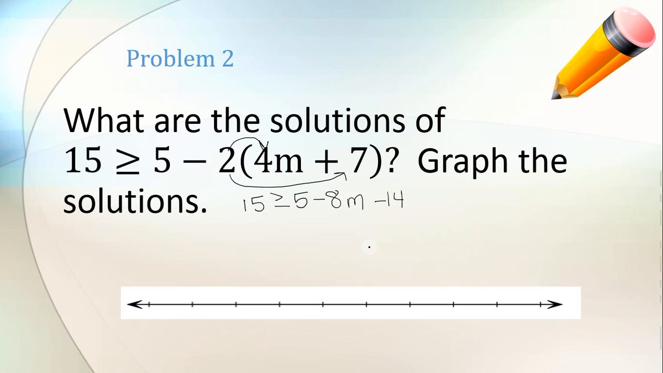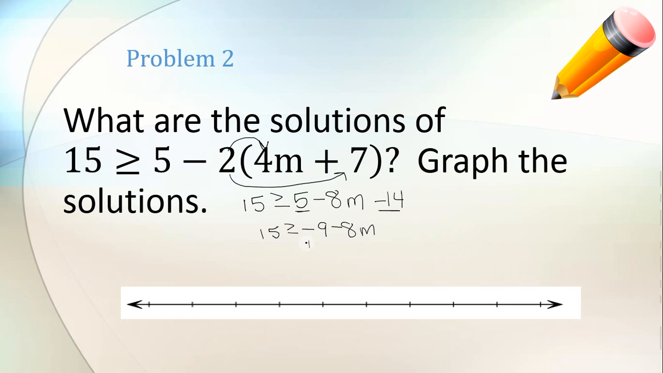So now I'm going to combine my terms on the right-hand side. So I have a positive 5 and a negative 14. So I get 15 is greater than or equal to 5 minus 14. Since they're on the same side, I'm not going to change any signs. So I got 5 minus 14, I have a negative 9. And I still have this 8m hanging out.